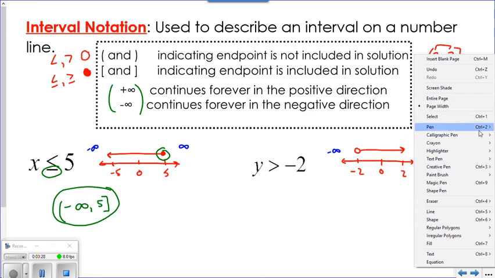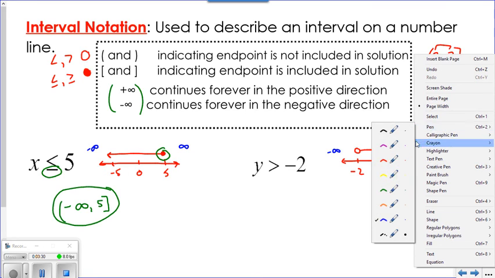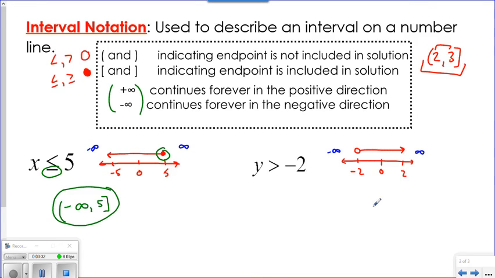Now we need to think about my interval. If we look, we see that our graph is headed off in the positive direction, meaning we keep adding those values to our solution set. So we're going to have positive infinity. But we start at negative 2. We always read our intervals left to right, start to finish.